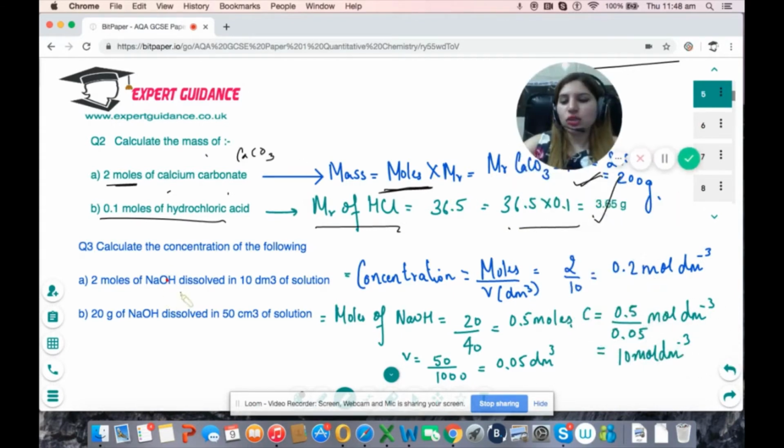Next is 2 moles of sodium hydroxide dissolved in 10 decimeter cube of solution. Concentration is moles divided by volume. Remember, volume has to be in dm cube. So 2 divided by 10 is 0.2 moles per dm cube.